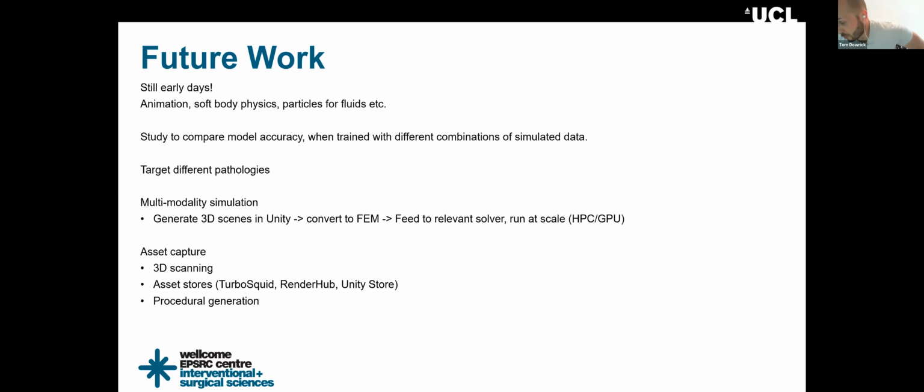I also need to expand to different organs, different conditions, and then one big area I'm going to be working on, maybe a bit later, is what I'm calling multimodal simulation, where you can get the same scene and simulate your visual data. You can simulate perhaps CT or ultrasound as well, and this will require quite a bit more work. But you can take the 3D scenes you've generated in Unity, convert them to a finite element model, and then if I have a solver for ultrasound data and a solver for CT data, I can run large scale simulations on all these different meshes I've made, which will probably end up using some kind of HPC or GPU solution as well.